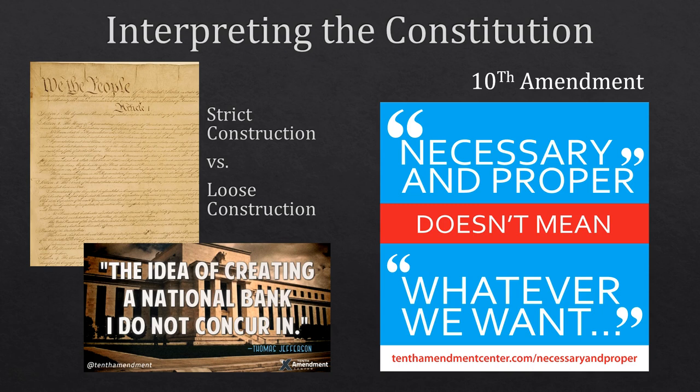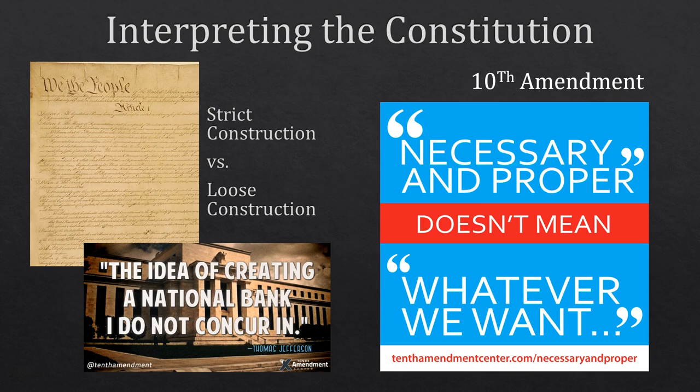Strict construction means that you can only do what the document specifically says the government can do. If the document says that we can control trade, then we can control trade. If the document doesn't say we can control trade, then we cannot control trade. Loose construction, people like Alexander Hamilton would see this as long as it doesn't say that we can't control trade, then we can. As long as we're not specifically violating the Constitution, then we can take any reasonable action that we think helps the country.